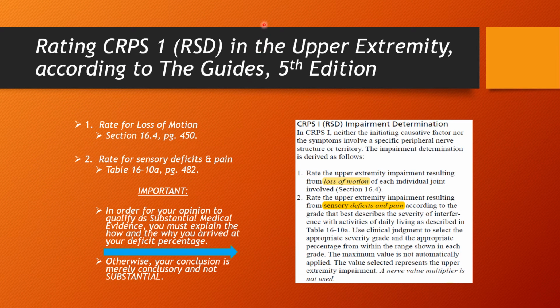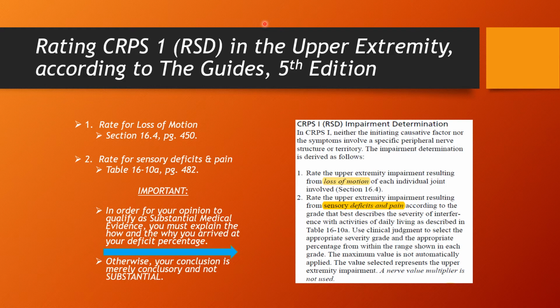Okay, so you recall, as I said earlier, the guides in their infinite wisdom indicated that we are to go to chapter 13 for the determination of impairment for CRPS. However, right after that, we find out the diagnostic criteria appear in chapter 16. And immediately after that criteria table that I showed you, we have the impairment determination for CRPS 1, and they mentioned RSD here, and they indicate it in chapter 16. So let's follow through with that.